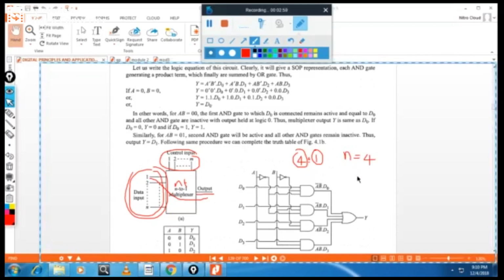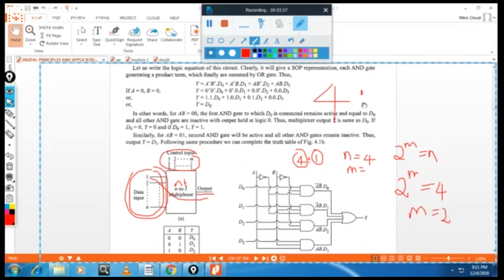Now, n is equal to 4, so what is the value of m, that is, the control signals? There is a formula: 2 raised to power m is equal to n. In our case, 2 raised to power m is equal to 4. What is the value of m then? m is equal to 2. So a 4 to 1 multiplexer requires 2 control signals.